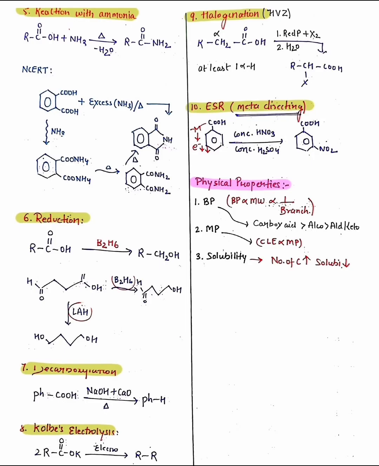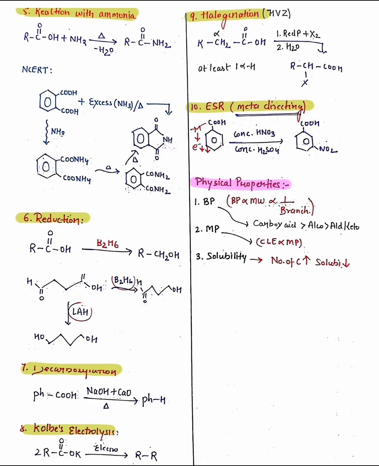When acid reacts with ammonia, under thermal condition with the loss of water molecule, it forms amides as a major product. It is concluded that when phthalic acid reacts with an excess of ammonia, that is 2 to 3 moles of ammonia, it first gives you phthalic anhydride as a major product.